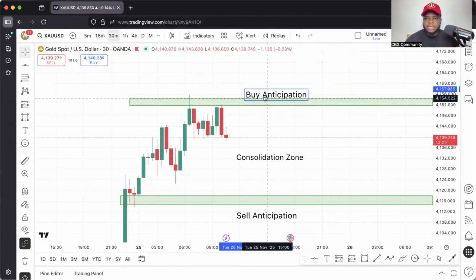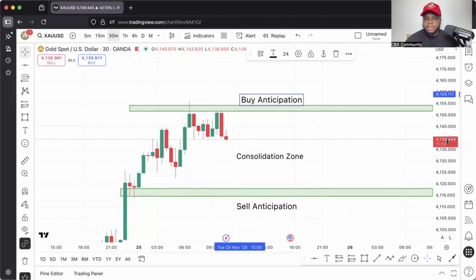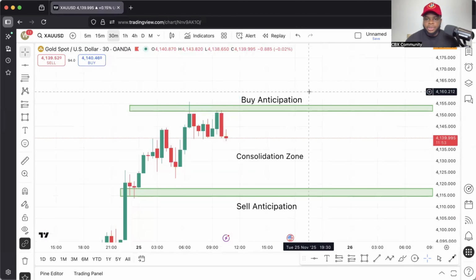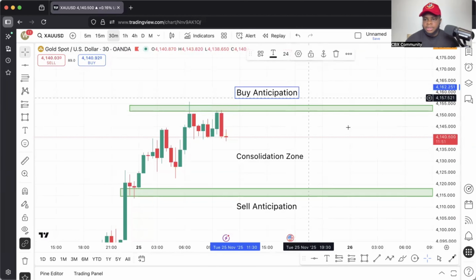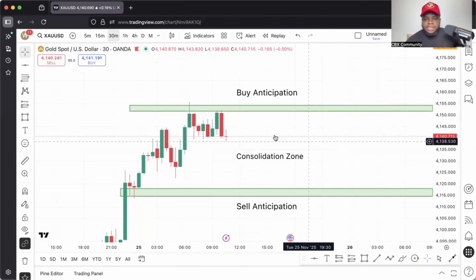So let's just be patient and enjoy the music while we anticipate the market to give us what we are looking for. And this recent 30 minutes candle is left with 11 minutes for this candle to close. So let's just be patient.